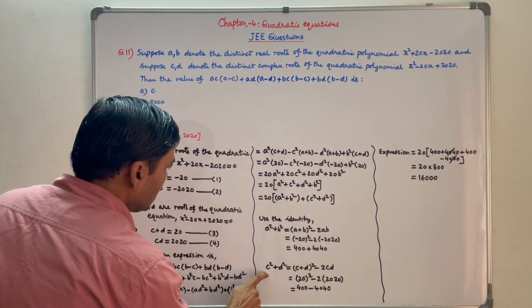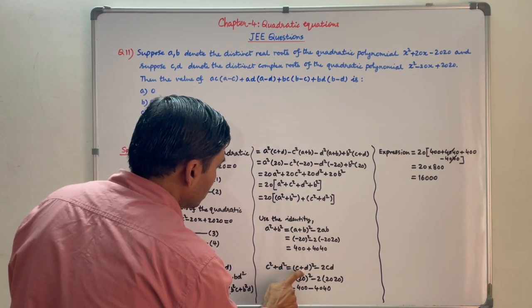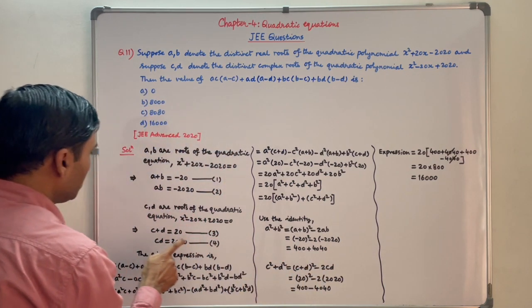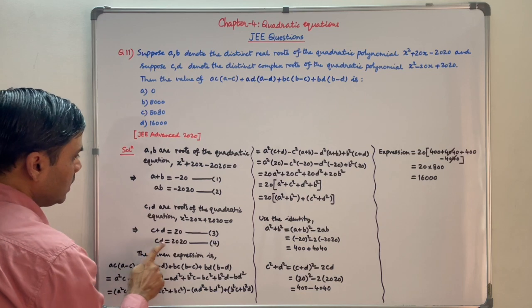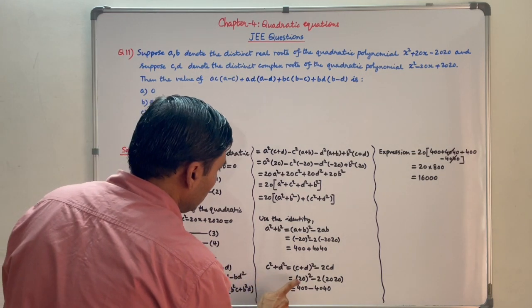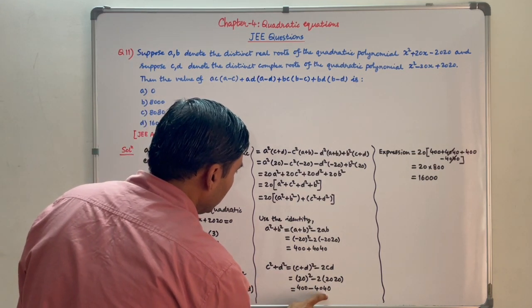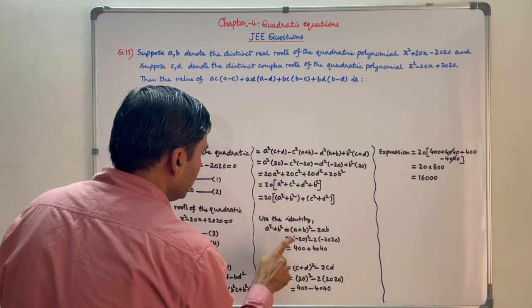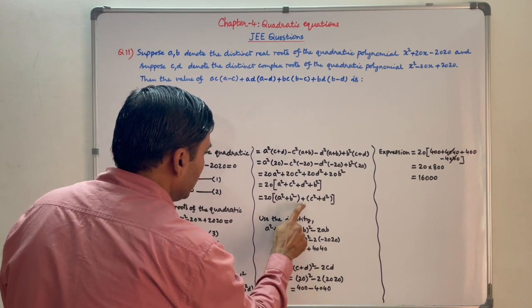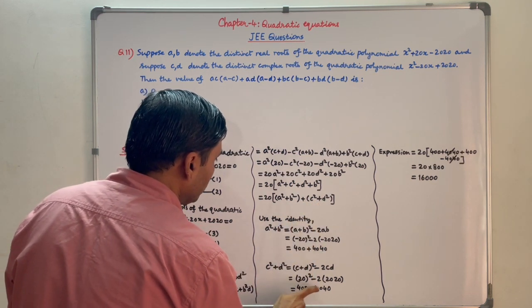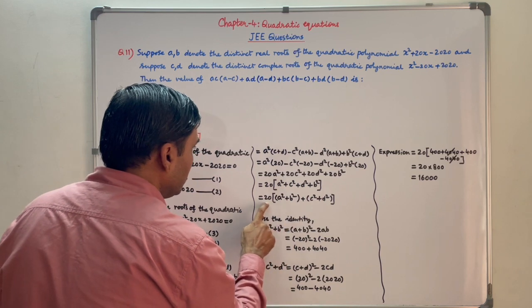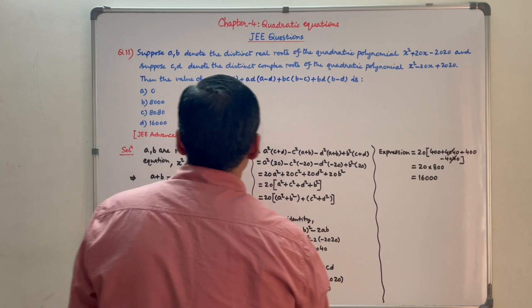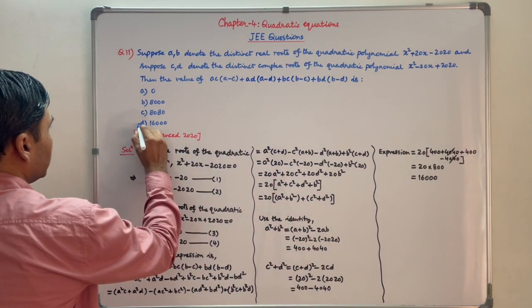Similarly, c square plus d square is equal to c plus d whole square minus 2cd. Value of c plus d and cd we will put from equation number 3 and 4. So c square plus d square is equal to 400 minus 40. So the value of expression will be 20 into a square plus b square is 400 plus 40 plus c square plus d square will be 400 minus 40. So finally, value of the expression comes out to be equal to 16,000. So option D is correct.